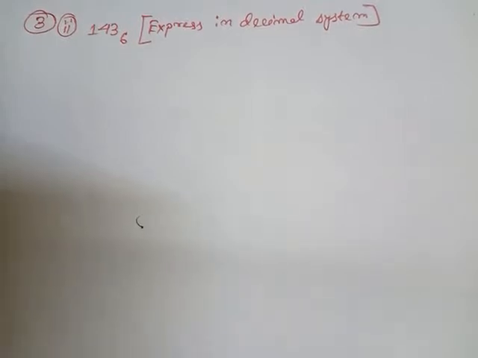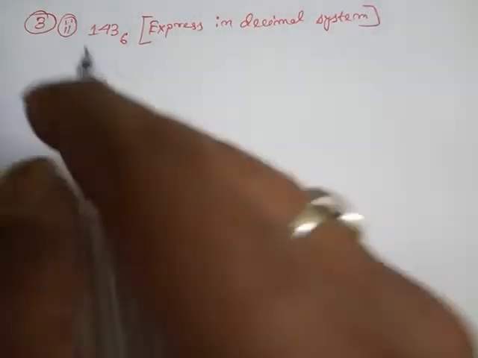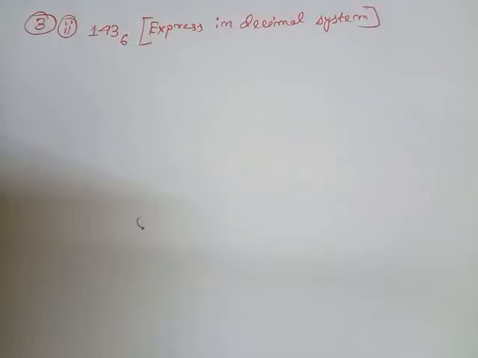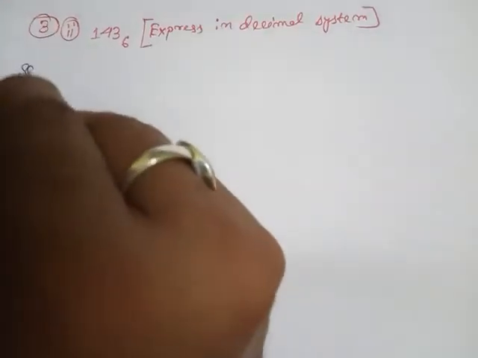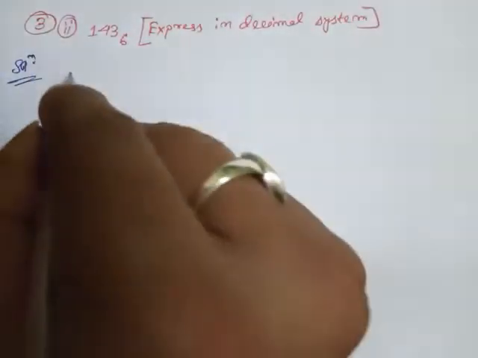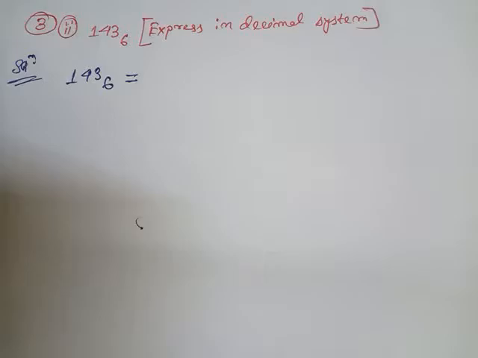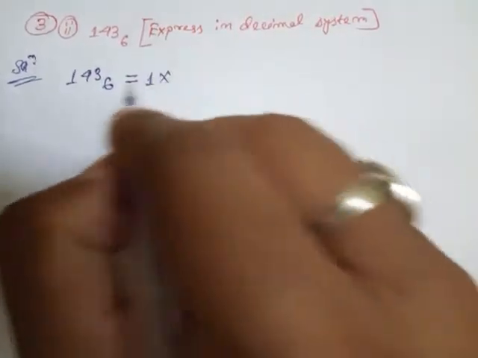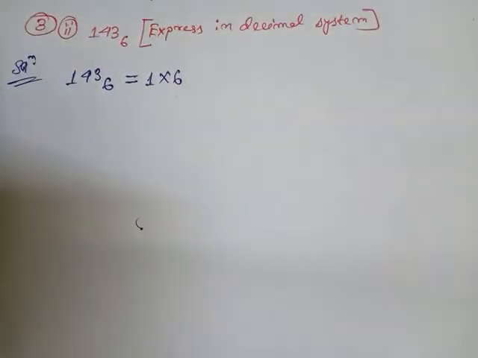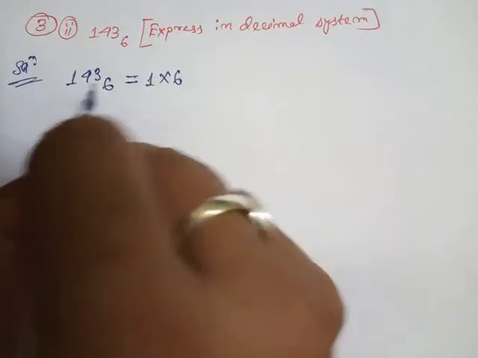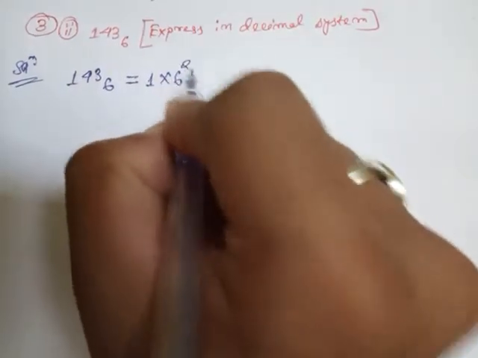Students, now we are going to solve question number 3, Roman 2: 143 base 6 expressed in the decimal system. Here the base is 6, so we have to convert into decimal, meaning base 10. Now let's have a look at how to solve this one. First of all I will write solution, then 143 base 6. Now since it is base 6, first of all 1 into base 6, I will write 6 here. Then how many digits? 43 means 2 digits, we will write 2 here.